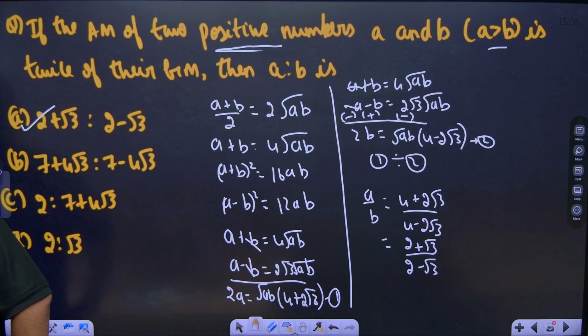So you should understand that geometric mean and arithmetic mean, they are giving some relation and they are asking the ratio, a by b, (a plus b) by (a minus b), something like that. They are asking the ratio. So this is the type of questions that is coming. Okay, that is the thing you should know.